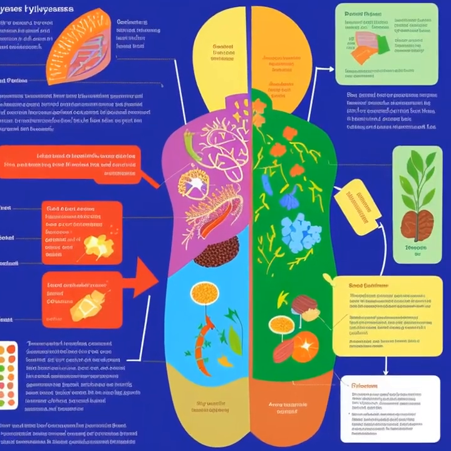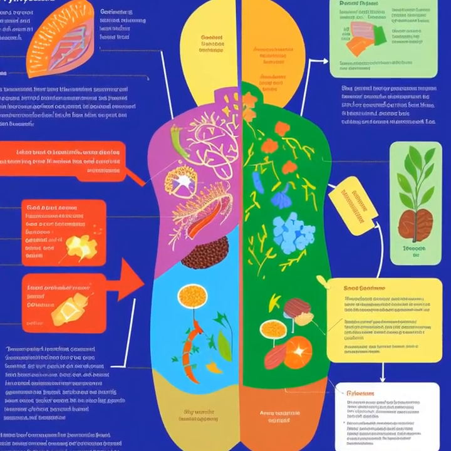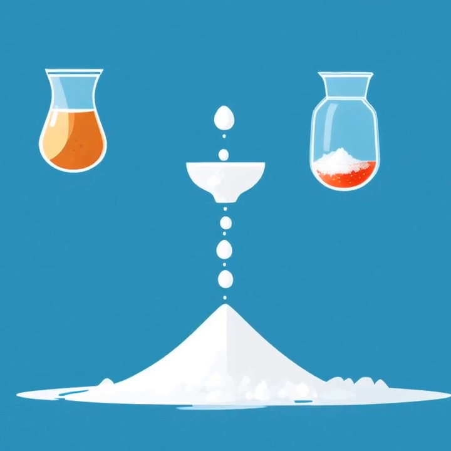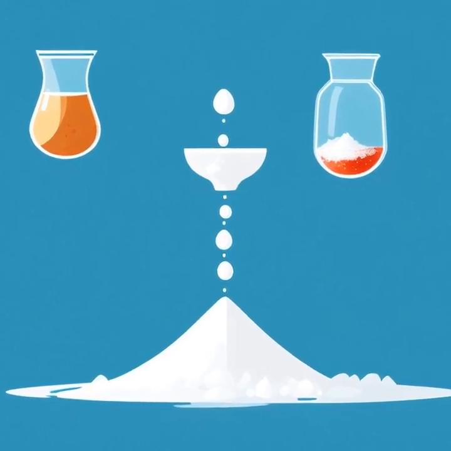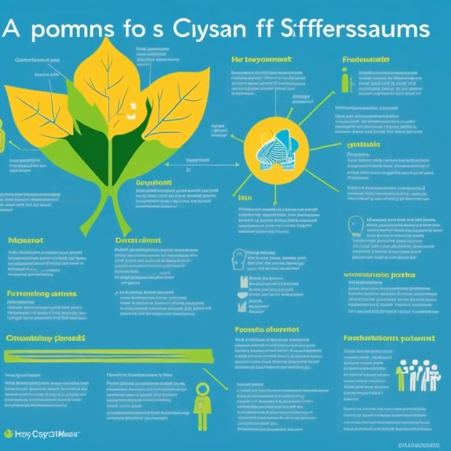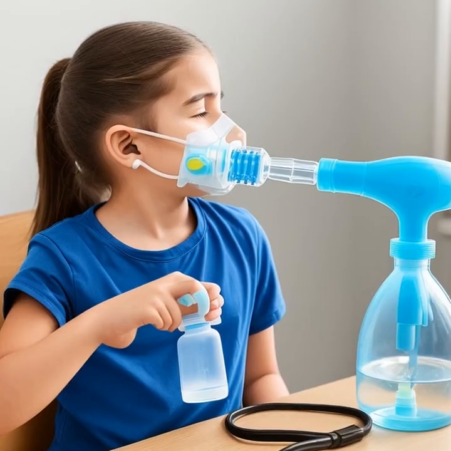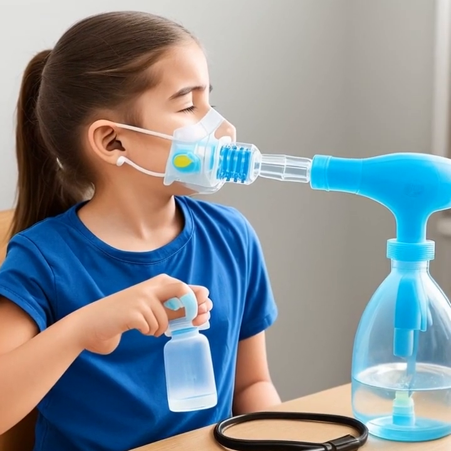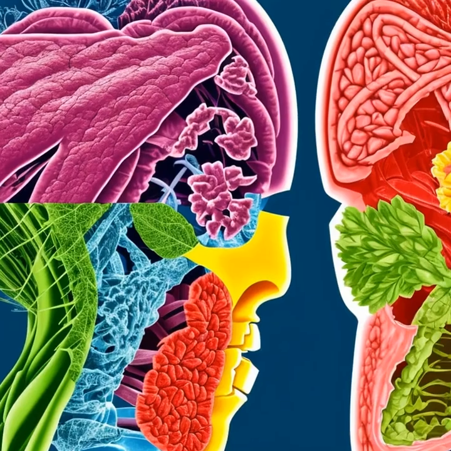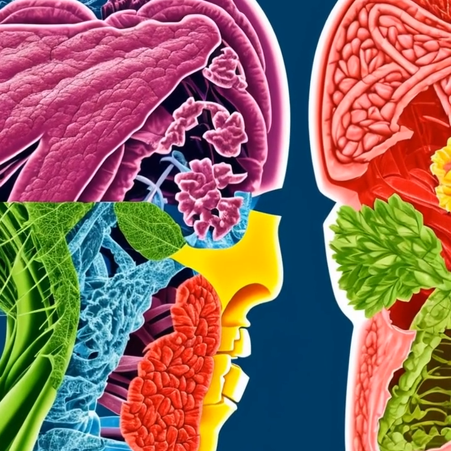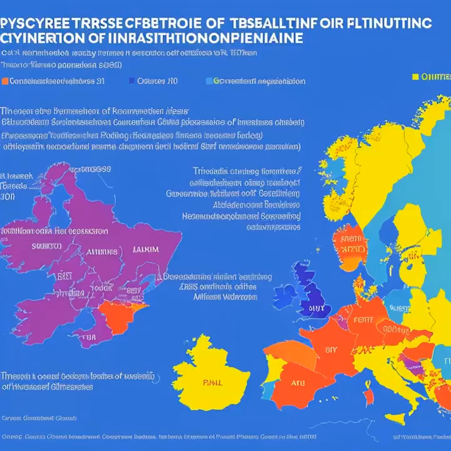the CFTR gene. Now, the CFTR gene is responsible for producing a protein known as the cystic fibrosis transmembrane conductance regulator. This protein plays a crucial role in regulating the movement of chloride ions in and out of cells, which in turn helps control the balance of salt and water in our bodies.